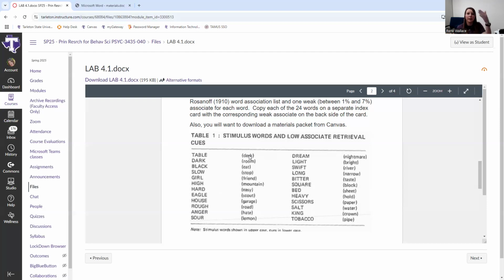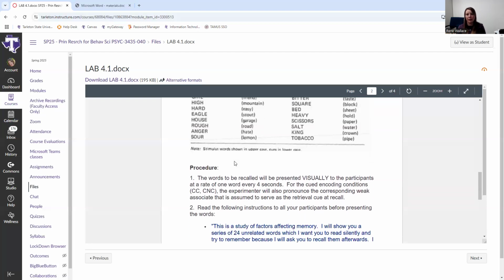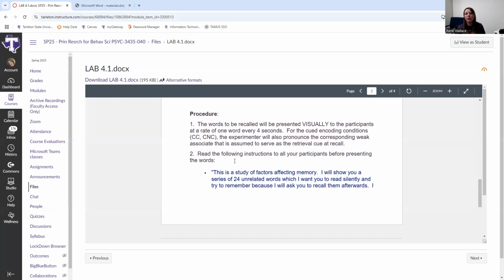So write table on the front, desk maybe in smaller print on the back, so you can give them the cue if they're in that condition, but they can't read it through the card. And then the same: dark on the front of a card and rude on the back, black on the front of the card, cat on the back. Do this for all 24 words. So you need 24 index cards and a Sharpie or other permanent black marker.